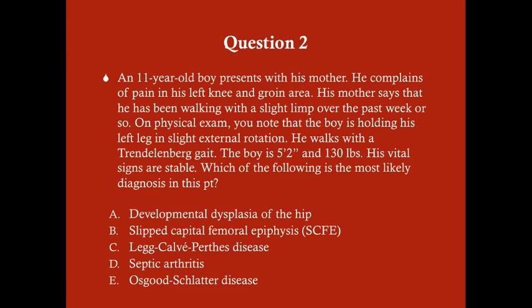He walks with a Trendelenburg gait. The boy is 5'2" and 130 pounds. His vital signs are stable. Which of the following is the most likely diagnosis in this patient?